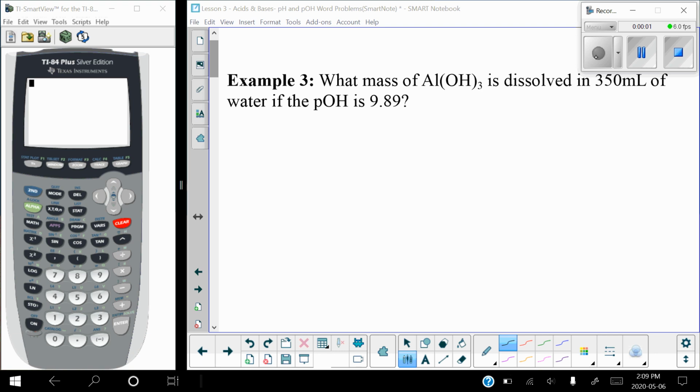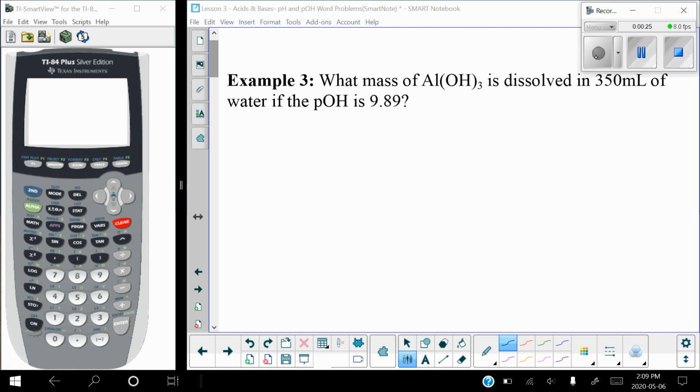Okay, welcome to lesson 3, part 2. We're going to be taking a look at some word problems that are now requiring us to work backwards. Okay, so I'm going to show you what I mean by that. Example 3. What mass of aluminum hydroxide is dissolved in 350 milliliters of water if the pOH is 9.89?